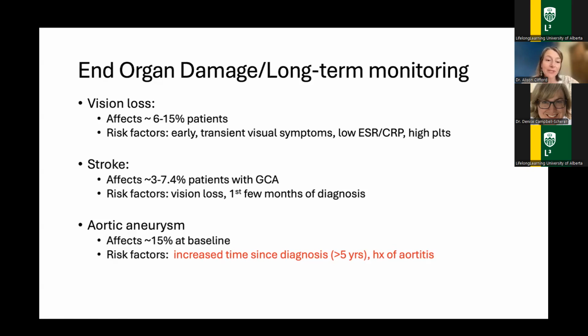And so this is one of the manifestations that we follow more carefully over time, particularly in patients when we know they've had aortic inflammation. And so generally, we tend to follow these patients lifelong, knowing that 50% of them will not relapse, but even those who don't will be at some risk for aortic aneurysm potentially.